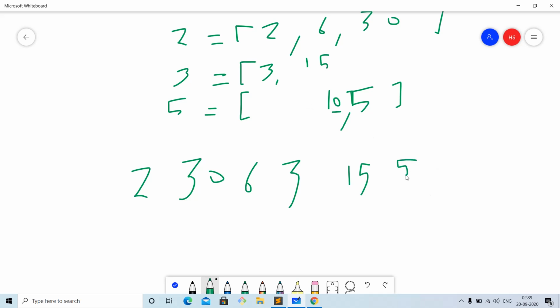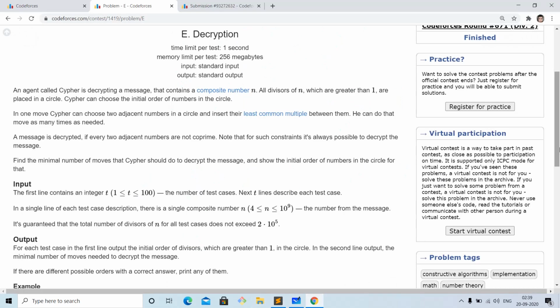Then we will have 5 and 10, but this 10 we have reserved for this 2. When we find this 10 is also divisible by 2, we will push that 10 to the last, and then 5 and 10 will be printed like this. And since we do not have to make any move, the answer will be 2, 30, 6, 3, 15, 5, 10 and 0. So this is the answer to this problem as well.